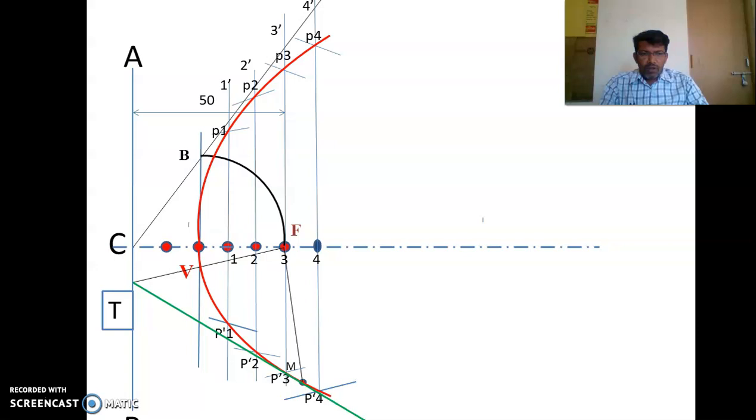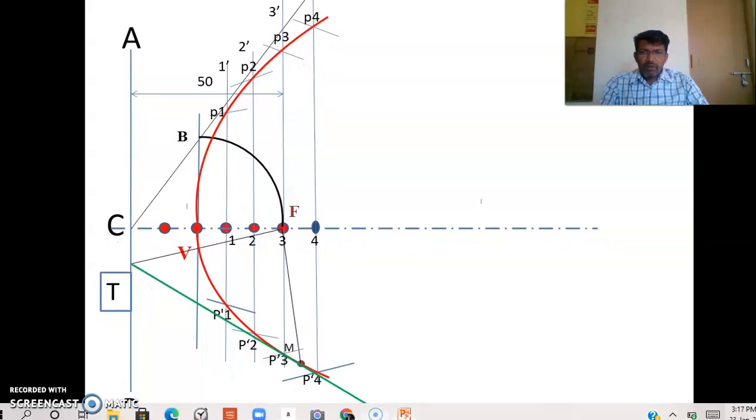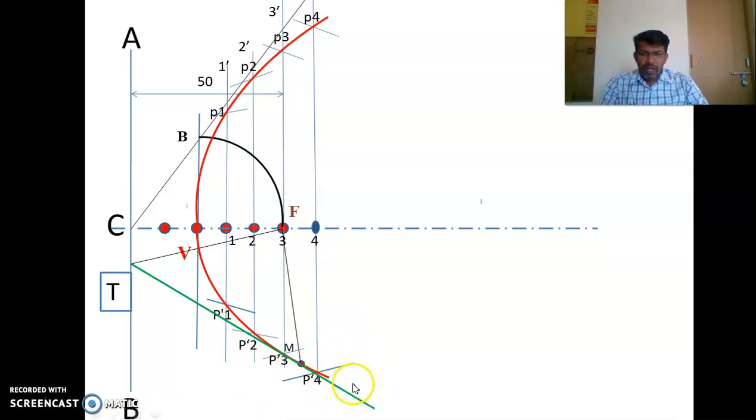See here, it is the tangent. Name this one as tangent. And where should the normal be? The normal should pass through the point M and be perpendicular to the tangent. Name this as normal. You can also write them as T dash and N dash. So this is the construction procedure of the hyperbola by the eccentricity method.